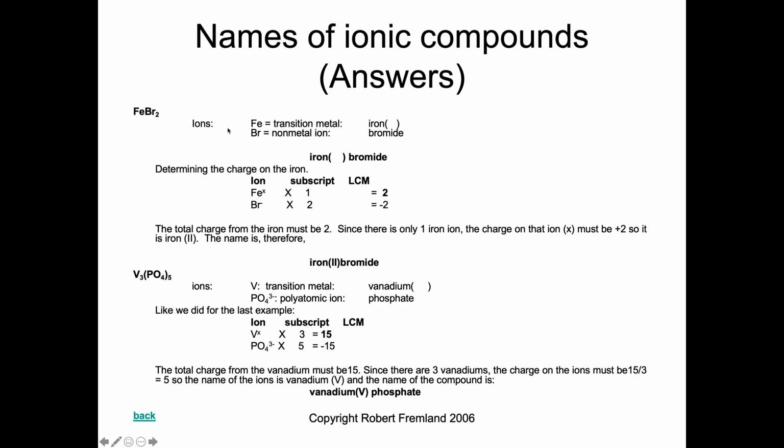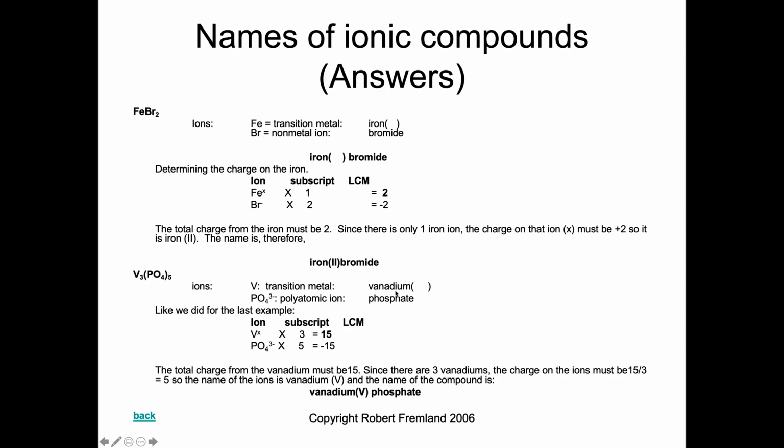FeBr2, okay, iron is a transition metal, so it's going to be iron something bromide. Br is bromide. Same process, bromine's -1, there are 2 of them, -2, that means 2 positives, there's only 1 iron. The iron therefore must be a +2, iron(II) bromide. And then this compound, we already went through how to get the charge because I used the same example.